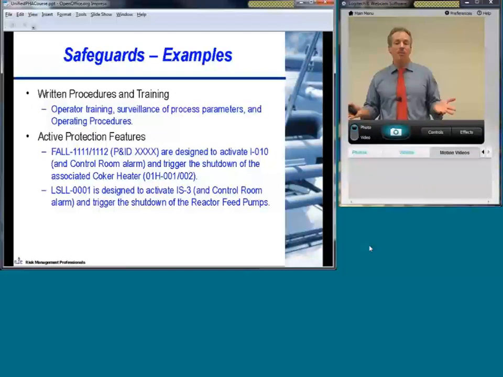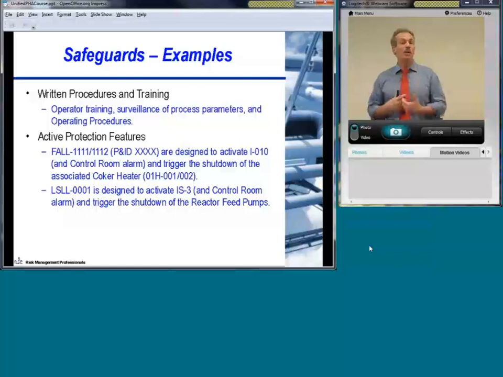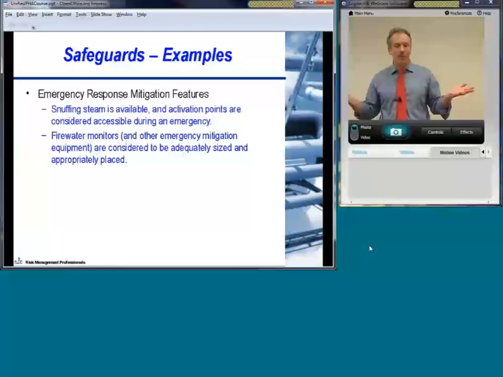Also, active protection features, low flow features that are designed to activate something, and also what happens after that. I usually like to lay that out so the team thinks about it. Also, there may be discrepancy alarms and other more advanced control features. You want to bring those into play also when you're looking at safeguards. Other examples, snuffing steam, fire water monitors, all those can be brought in with respect to emergency response mitigation features.